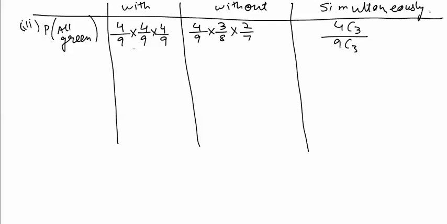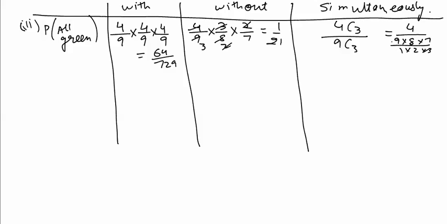And if you want to solve it, you can. This will become 64 by 729. This can be cancelled out 2 times. This again gets cancelled, this 3 gets cancelled. So it is 1 upon 21. 4c3 will be 4, you know how to solve combination: 9 8 7 upon 1, 2, and 3. So this gets cancelled out.